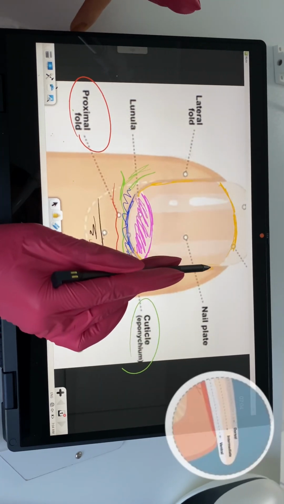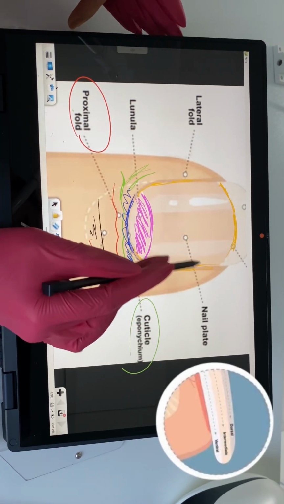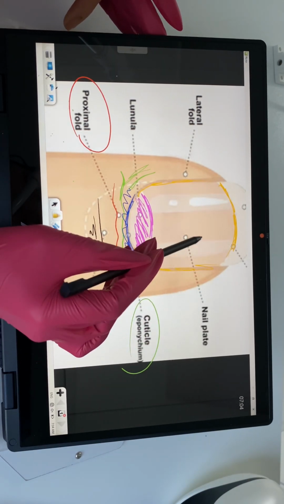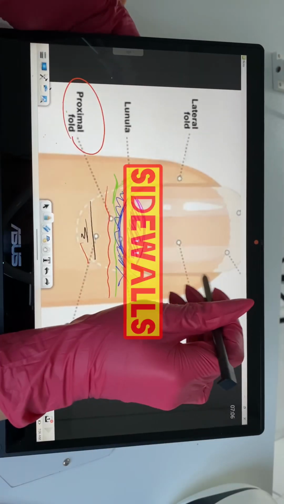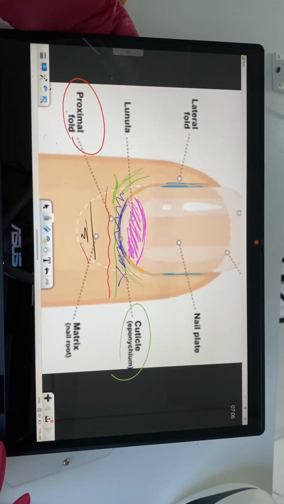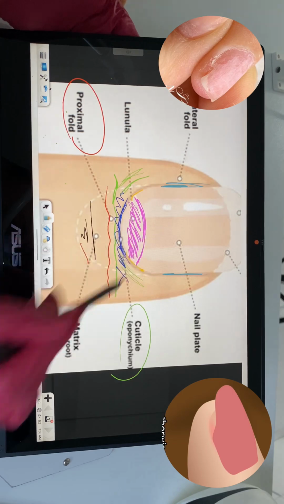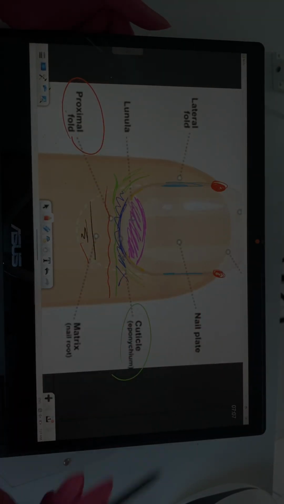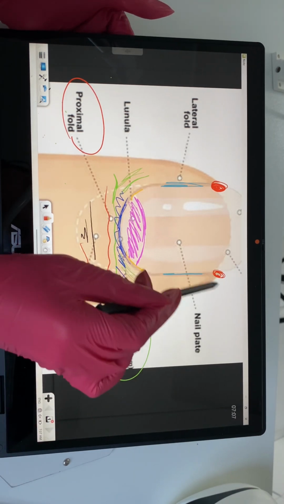It has 3 layers, and it's the only area where nail products like gel or acrylic can properly adhere. Here we have sidewalls, and they are sensitive because they have less keratin, and we should be careful when working here. Also, exit points are tiny important spots for nail growth, so never damage them.